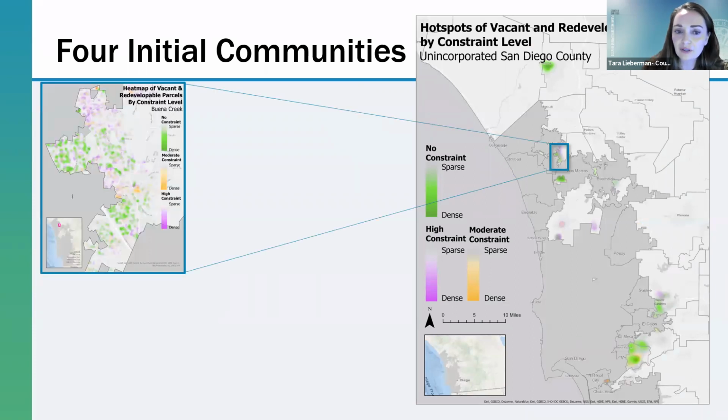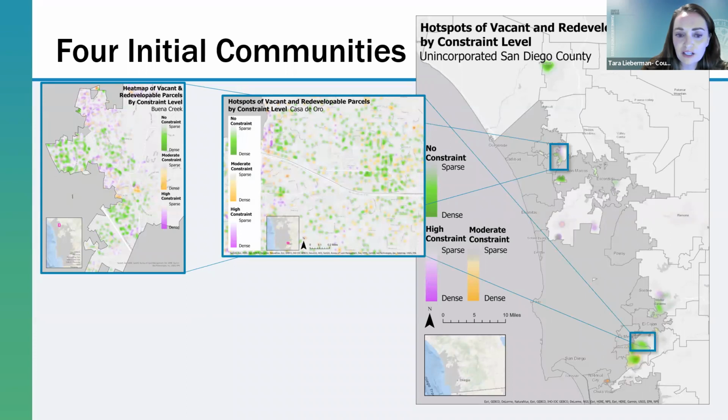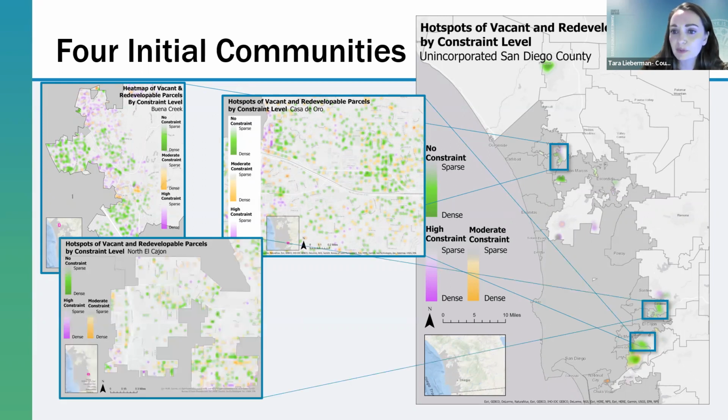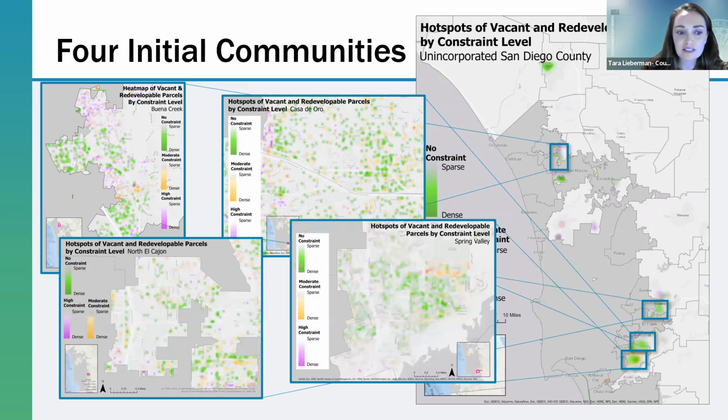Starting with Buena Creek, the county's only community with rail service, and where we are already forming strategic planning partnerships with North County Transit District, or NCTD. The infill communities of Valle de Oro / Casa de Oro, where we are primed for funding opportunities through the recently adopted Casa de Oro specific plan. And the environmental justice communities of North El Cajon / Lakeside and Spring Valley. The first phase of this analysis identified hotspots of vacant and redevelopable parcels within these communities and mapped the level of constraints within these areas.